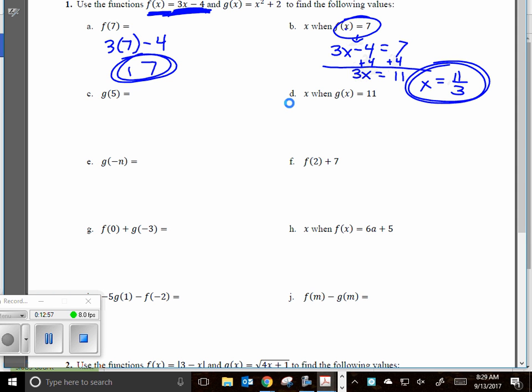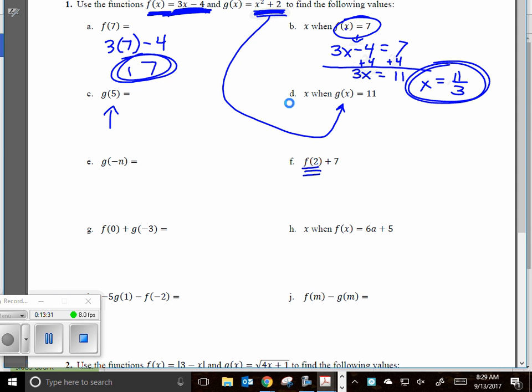g of 5, another no-brainer. Over here, g of x is 11. Okay, well, what's g of x? There's g of x. So they're saying that is 11. And then you solve that. So again, g of x is that. Write yourself a new equation, replacing g of x with what it is. And then you solve that equation for x. Here's one of those kinds where you find f of 2, and then you're going to add 7 to it.